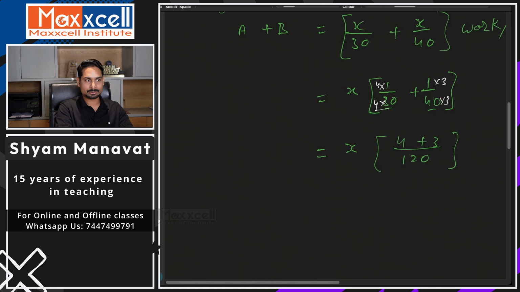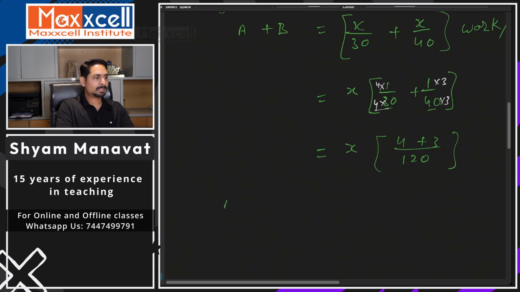3 4s are 12, so 120. 4 3s are 12, so 120. So the denominator is 120. Numerator here, 4 ones are 4 and 1 3s are 3. So I'm explaining the calculation here, and I hope you are aware of how to add fractions. Okay, anyways, come back to the question.